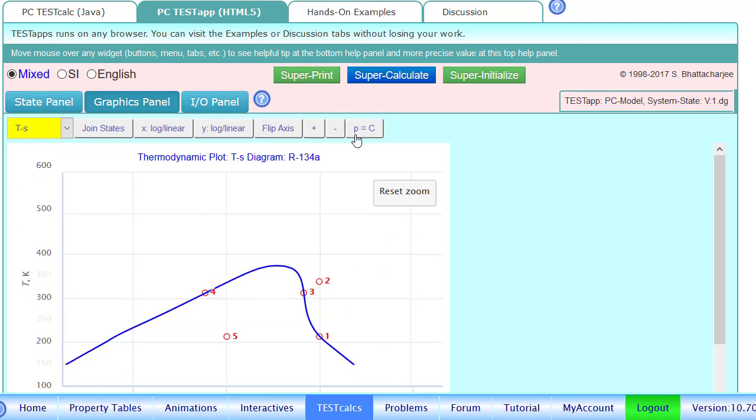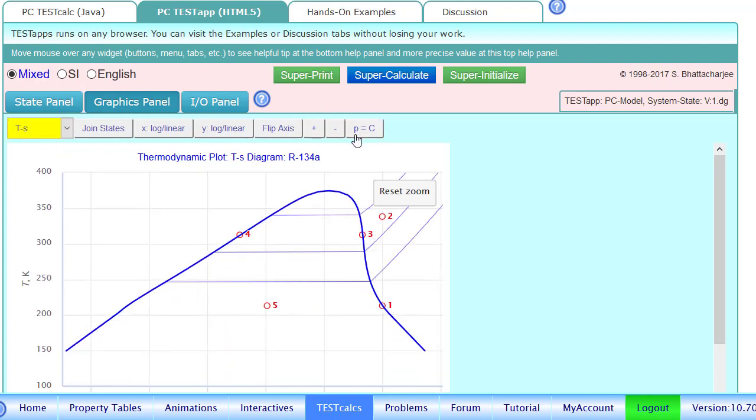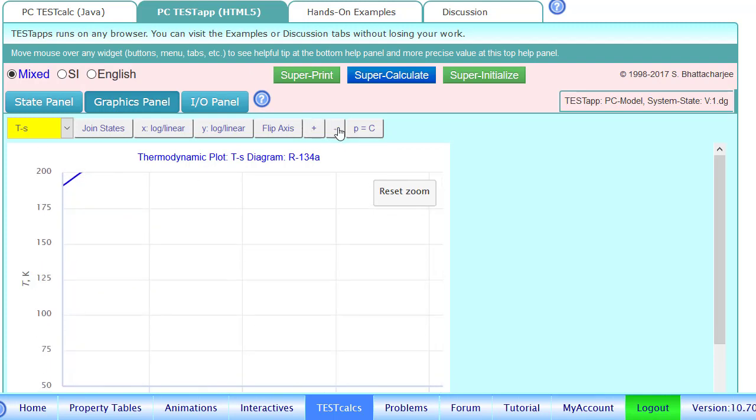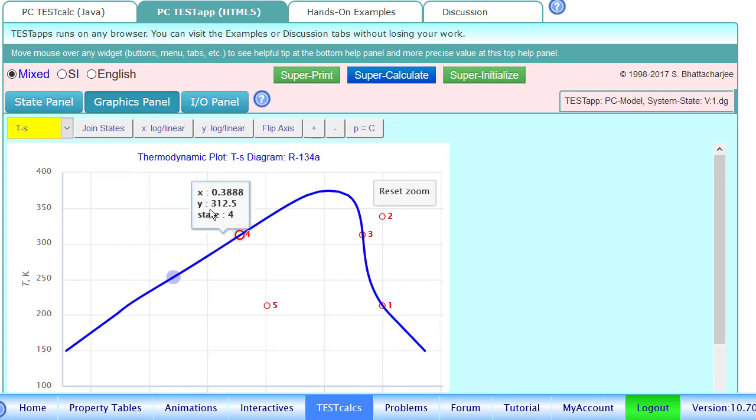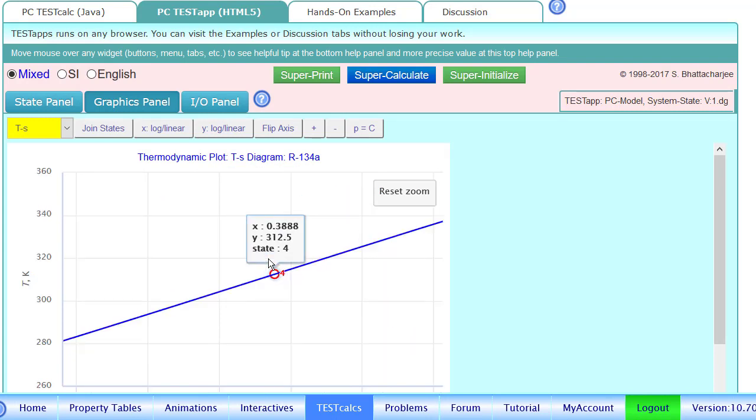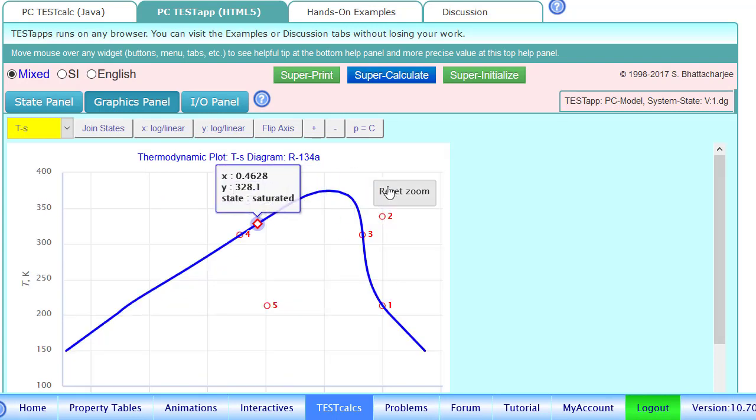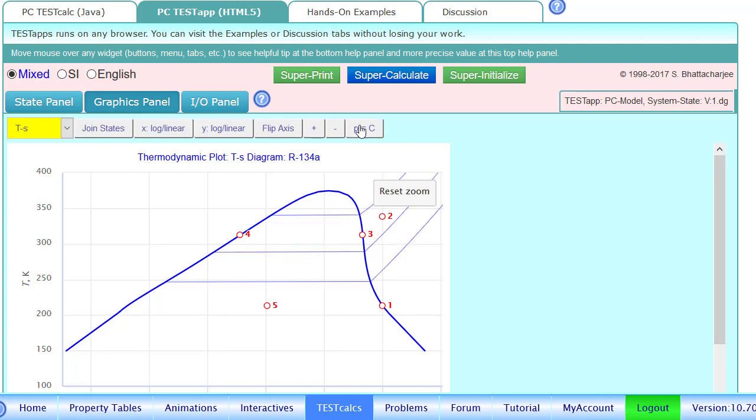You have the constant pressure lines, which you can turn on and off. You can zoom in or out, either using the plus or minuses or by dragging a box over it. Reset the zoom to the original. And you can join the states together if you want or not. So there is our TS diagram.